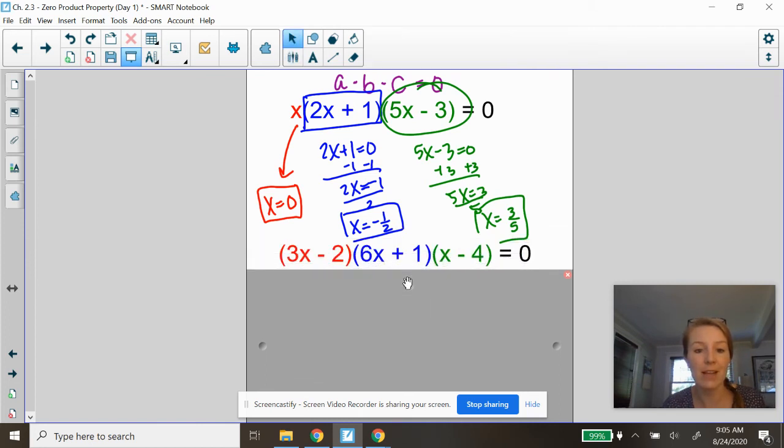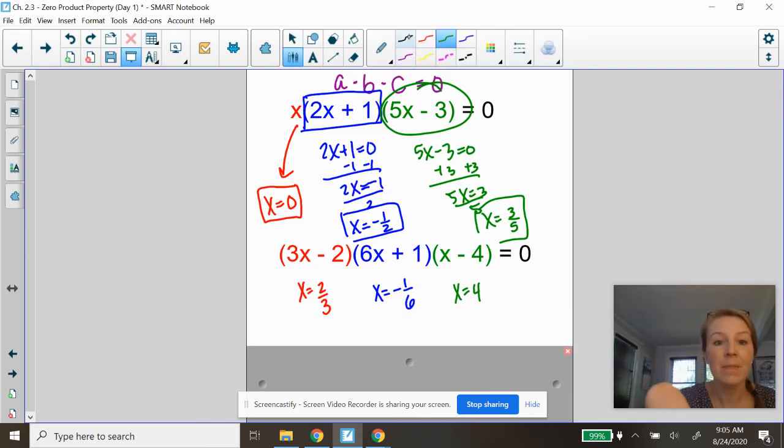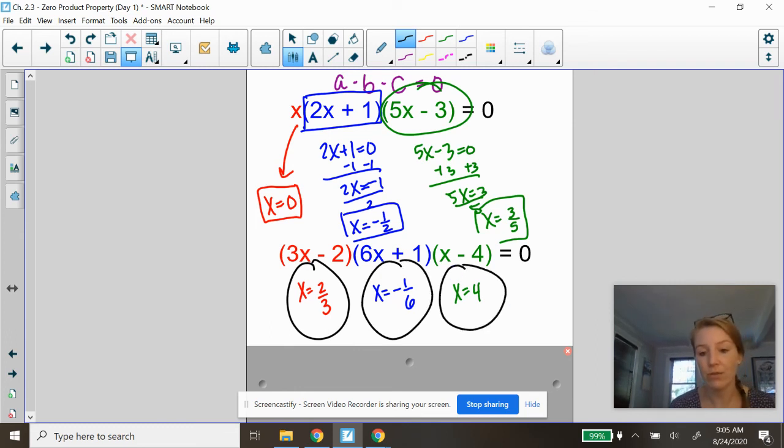All right, I'm going to give you one more problem for you to try on your own. This one right here. Pause the video, try it, and then come back and I'll reveal the solution. All right, you're back. Hopefully that felt okay. Your 3 solutions should be x equals 2/3, x equals -1/6, and x equals 4.